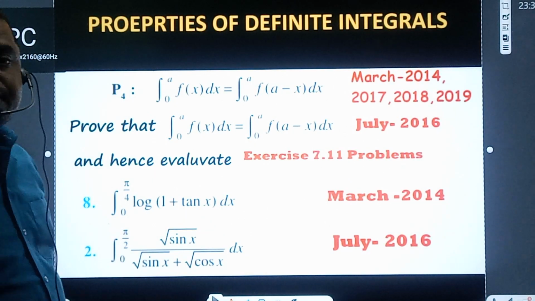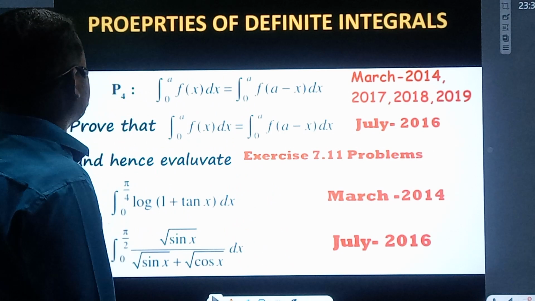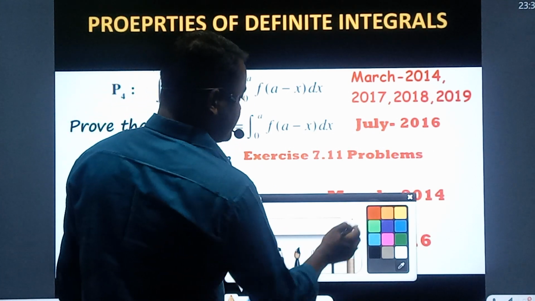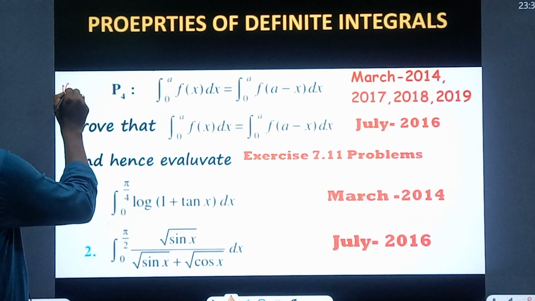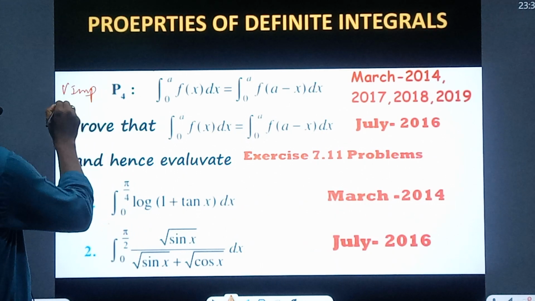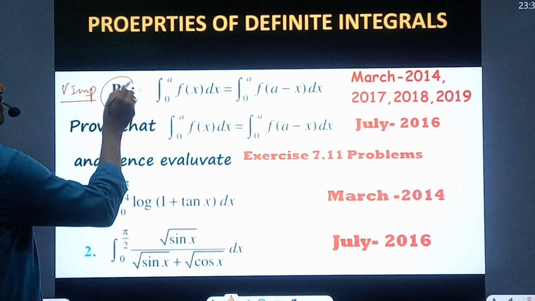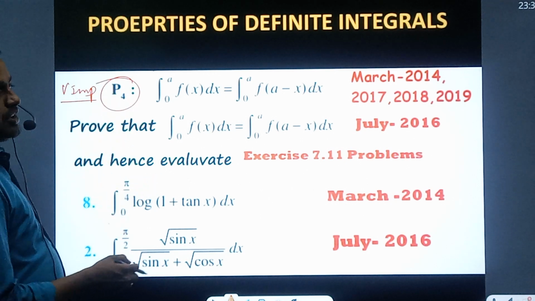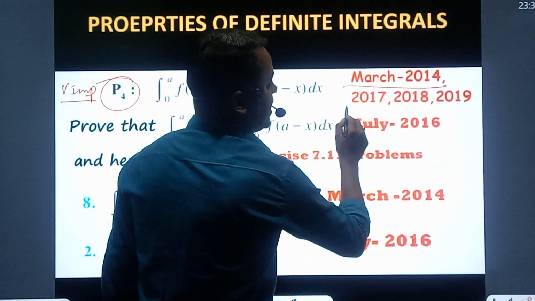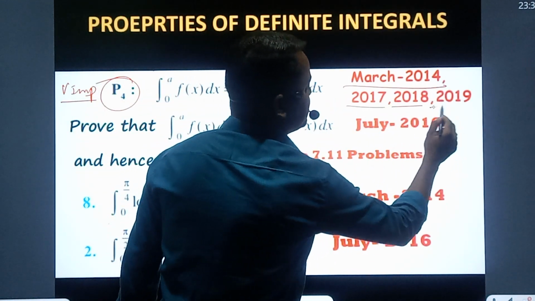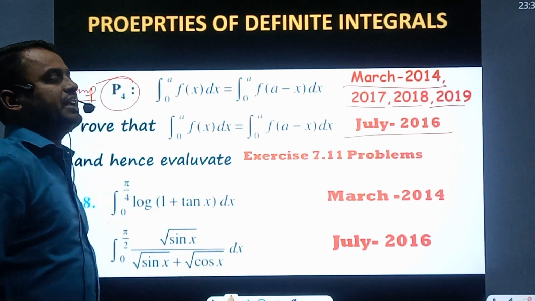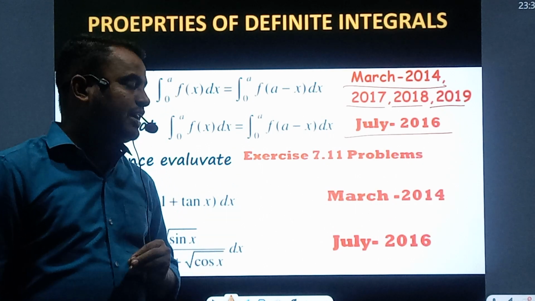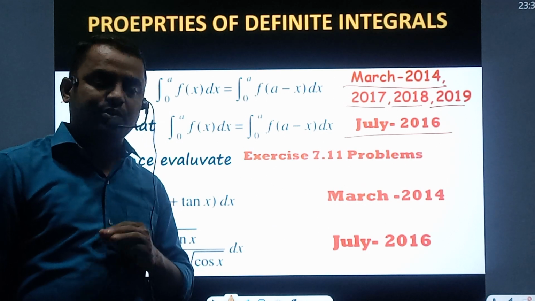See here, the first property is a very important property from the point of view of your exam, that is P4, property fourth. It has been asked in the examinations March 2014, March 2017, 2018, 2019 and July 2016. That is 5 times this property has been asked in your annual examination. It is a very important property.